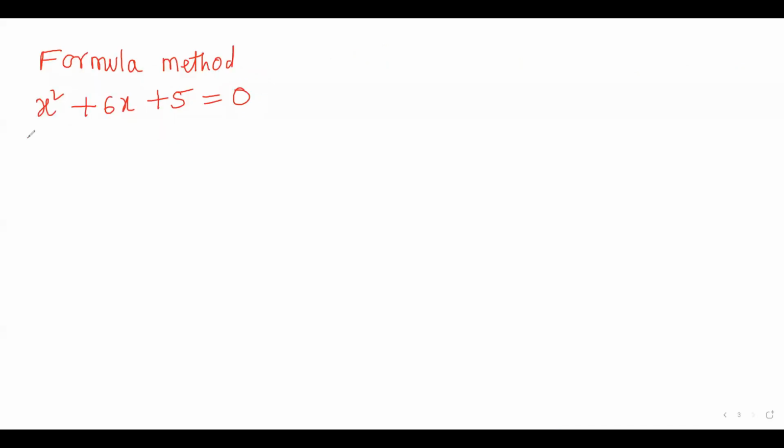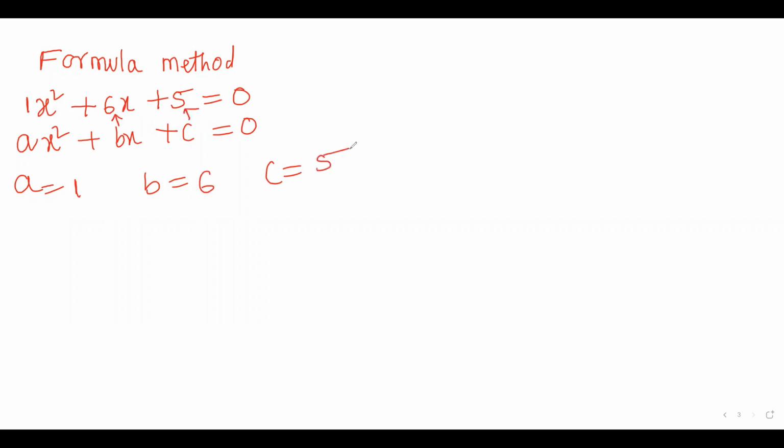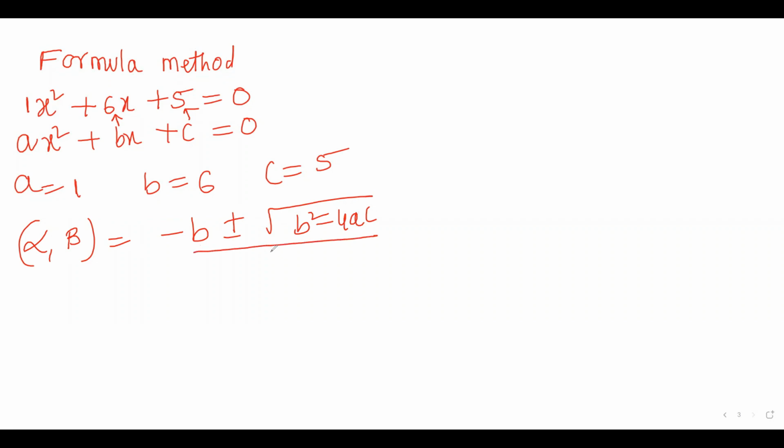First of all, write down the general form of quadratic equation and find out ABC values. Coefficient of x square is 1, so A value is 1. B value is coefficient of x, that is 6. C is constant 5. And the formula to find the root is minus b plus or minus under root b square minus 4ac by 2a.